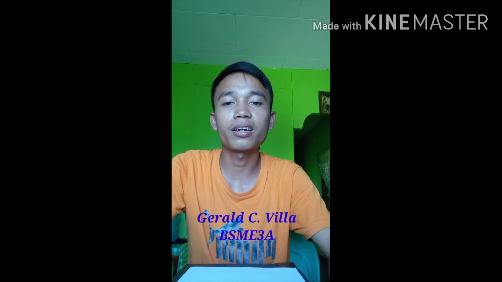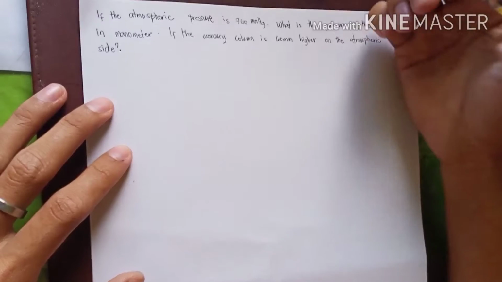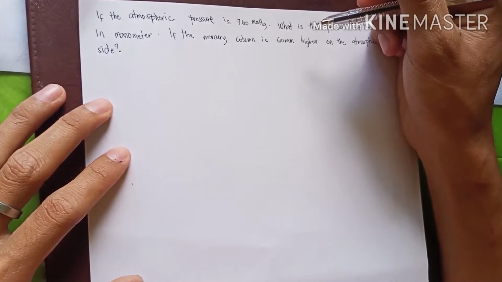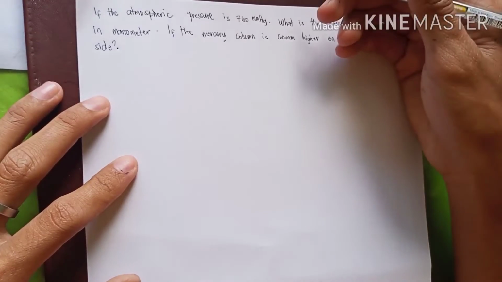Good day everyone, I am Gerald Villa, BCMA3A, and for this video I'm going to discuss the manometer pressure problem, measuring the gas pressure and the atmospheric pressure. So how would you answer this question? If the atmospheric pressure is 760 millimeter of mercury, what is the pressure of the gas in the manometer?